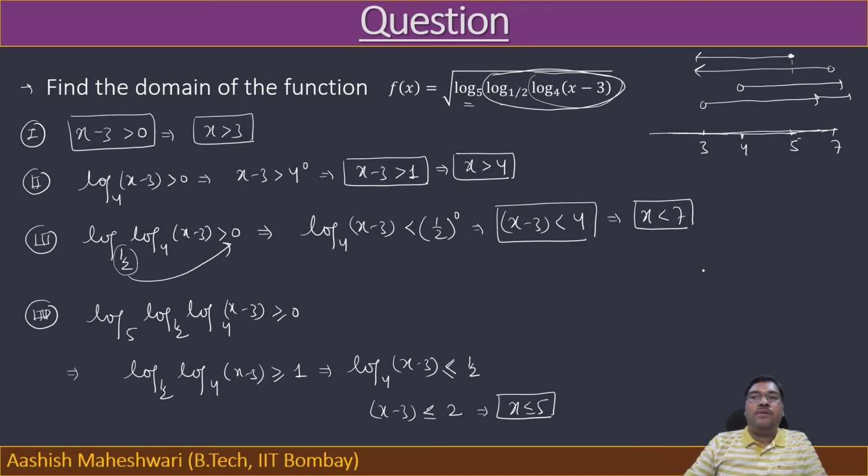So now I hope you have understood what is common between all the 4. You can say x belongs to 4 to 5, but 5 will be closed and 4 will be open. So this will be the domain of this. I hope you have understood how we get the domain of this function here, right?